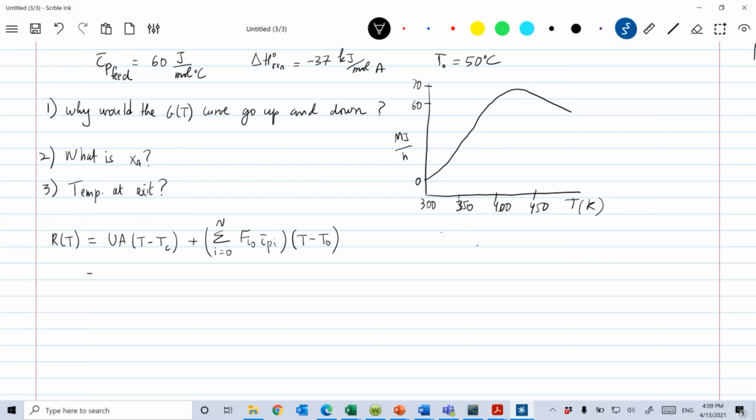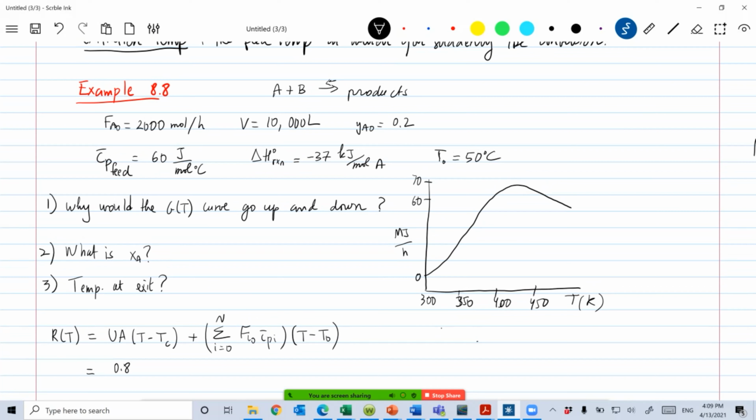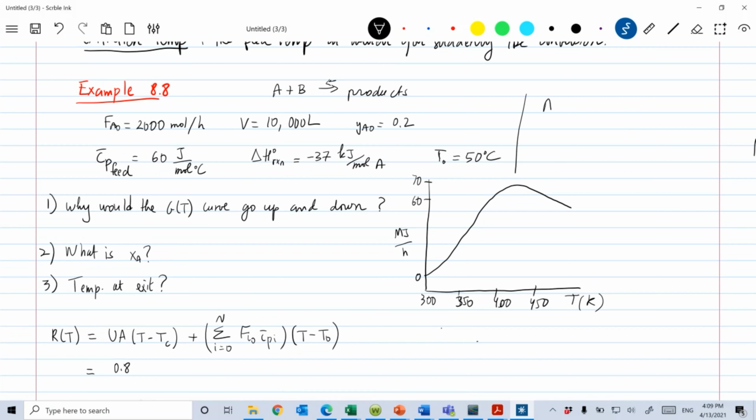Okay, so you can plug in some numbers here. You're given the heat transfer. Are you given that? Oh, you're supposed to have been given that. Yes, you're given some more things. Sorry. You're given an area of 1 meter squared for heat transfer, and you're also given a heat transfer coefficient of 800 kilojoule per meter squared hour degree C. And you're also given the temperature of a coolant of 30 degrees C.